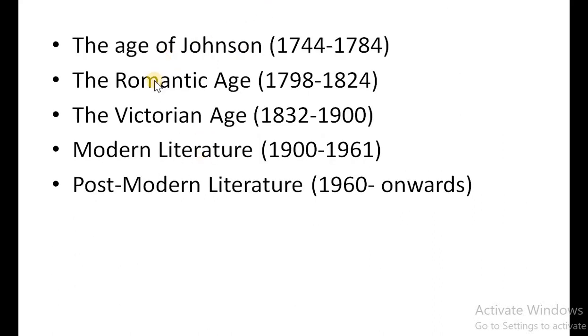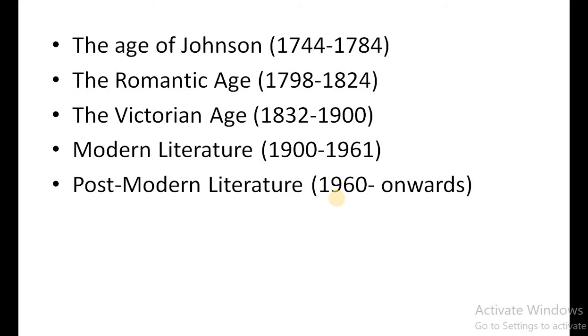Okay, next we have the Age of Johnson, 1744 to 1784. The Romantic age, 1798 to 1824. The Victorian age is from 1832 to 1900. Then next we have modern literature from 1900 to 1961, and postmodern literature is from 1962 onwards.